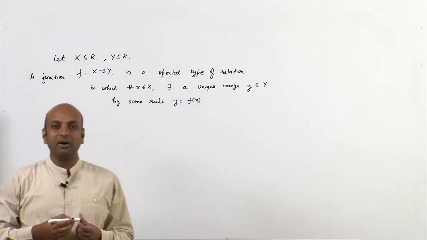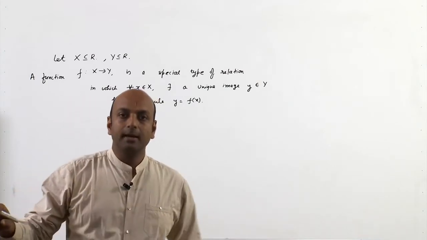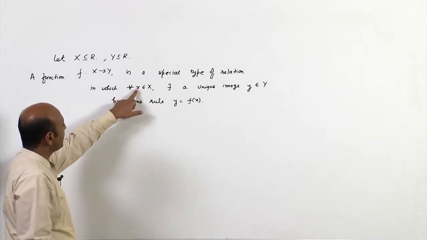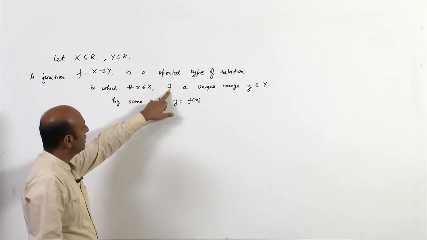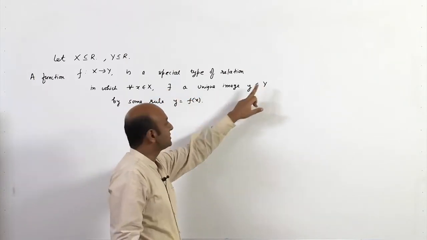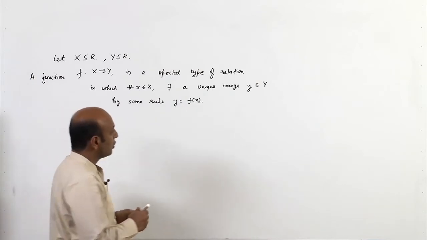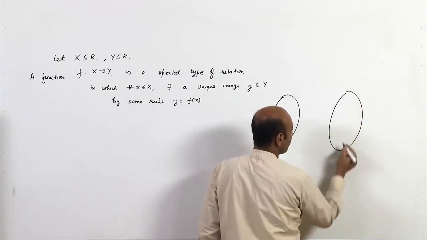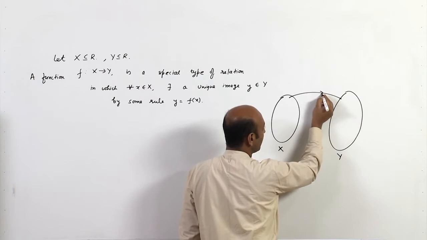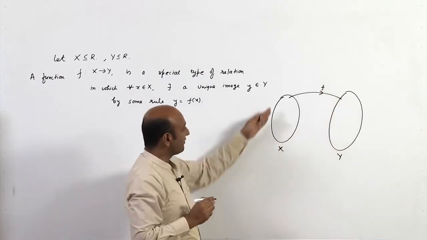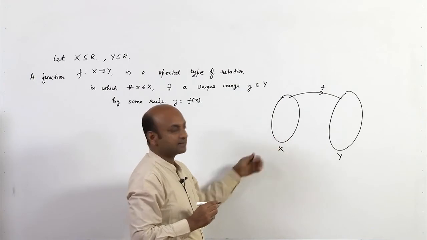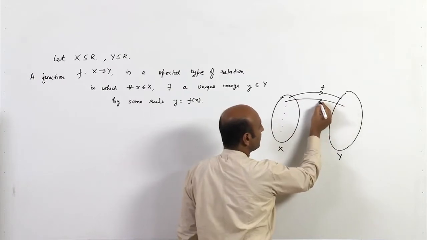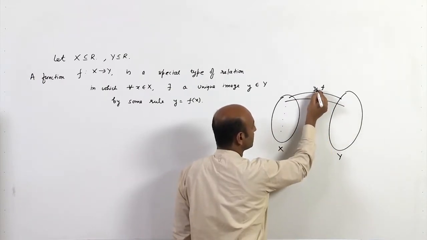So, what do we mean by a function of a single variable? It is a special type of relation in which you take any element x in X, and there will always exist a unique image y in Y by some rule, say y equals f(x). Suppose this is X and this is Y, this is a function from X to Y. We have several elements, small x in capital X, and there will always exist some y in Y such that y equals f(x).